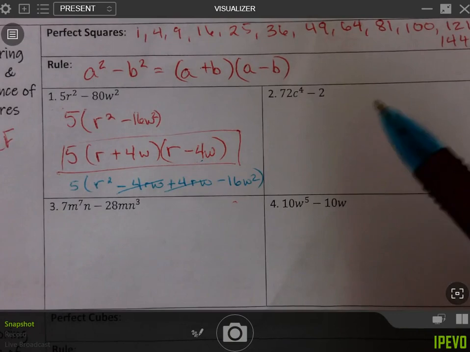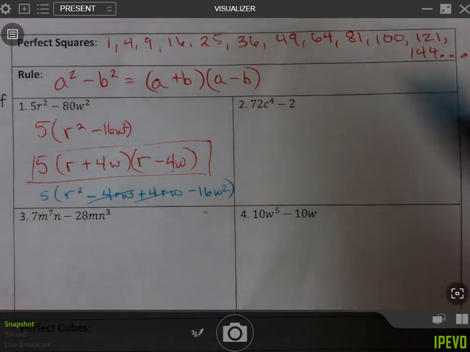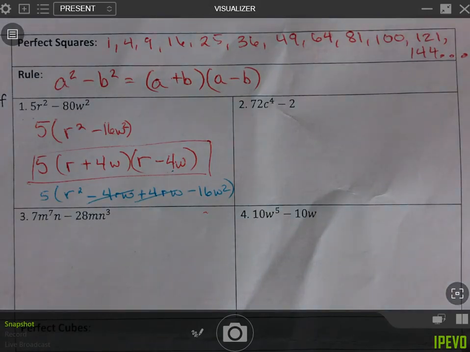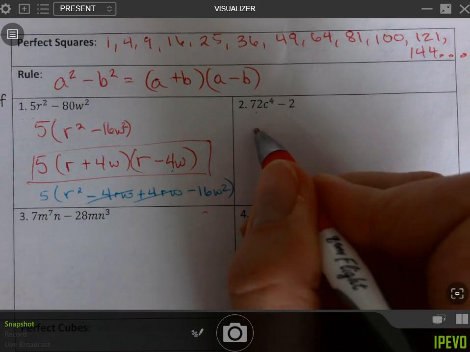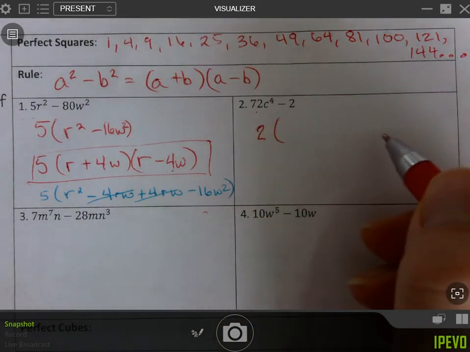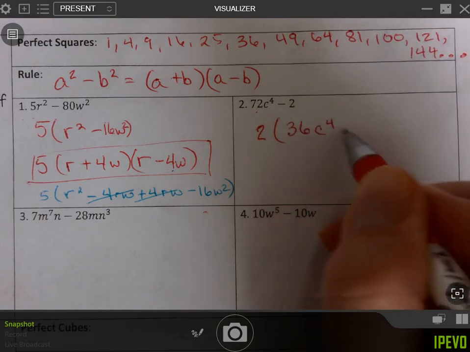All right, I'm looking at number 2, and the first thing I see is, well, that's not a perfect square. What am I forgetting to do? GCF. So out of these 2 numbers, what do they have as a common factor? 2. All right, so what's left? 36c to the 4th minus what?